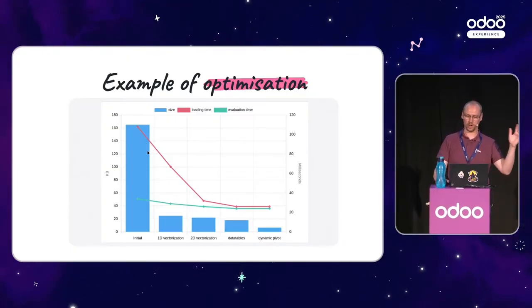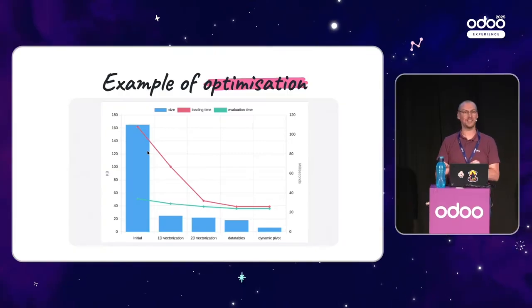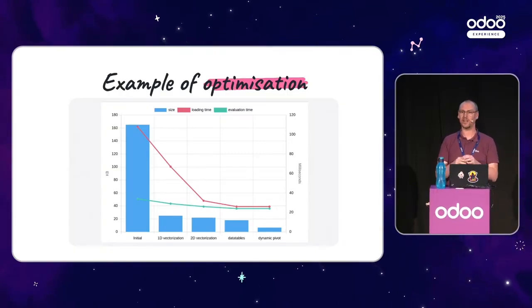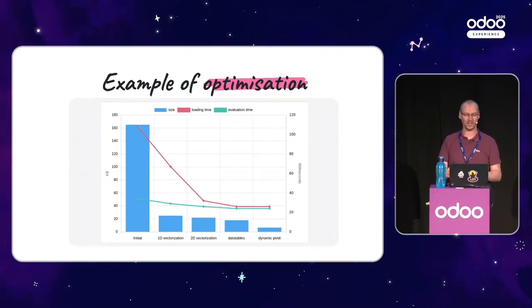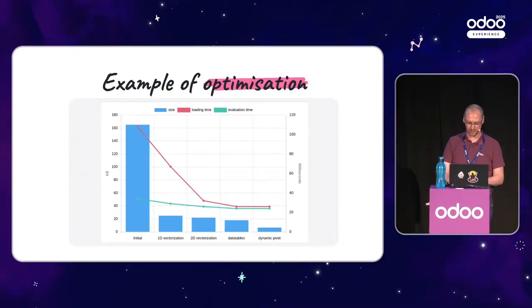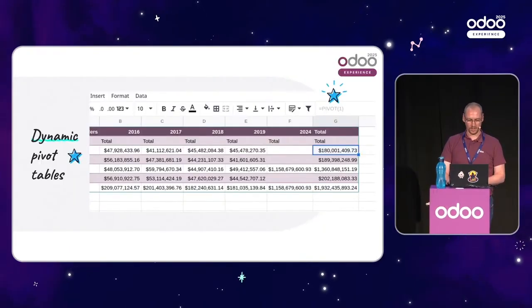So from 160K to less than 10, and I didn't lose any feature. It's not like I removed data or changed formatting. I didn't lose any feature. It's just optimization.